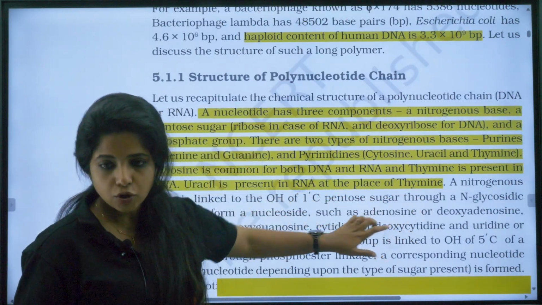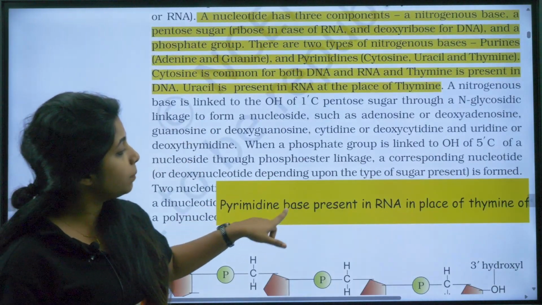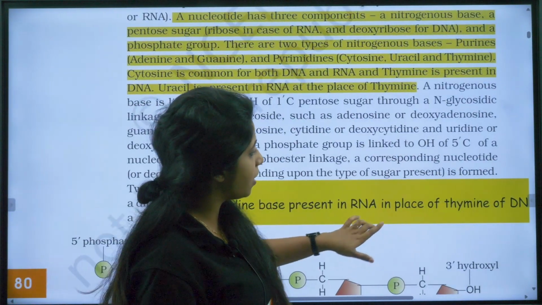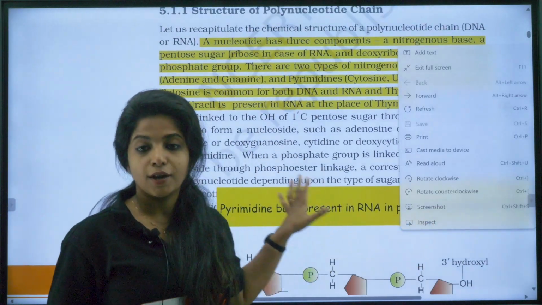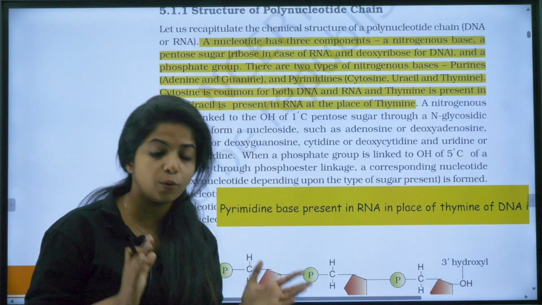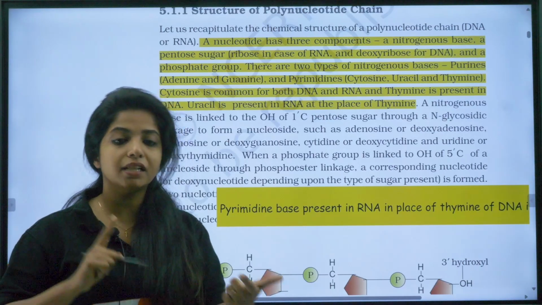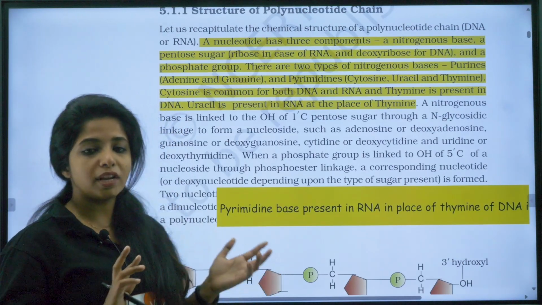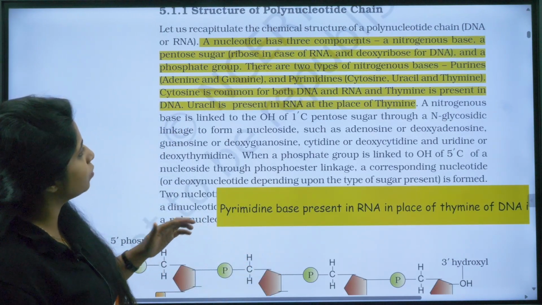Instead of thymine. There's a question that has come which is like this: the pyrimidine base present in RNA in place of thymine of DNA is. So you know, in place of thymine, you have uracil. And uracil, thymine, cytosine, all of them are known as pyrimidines.